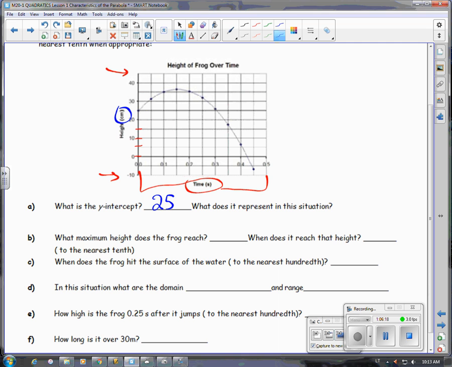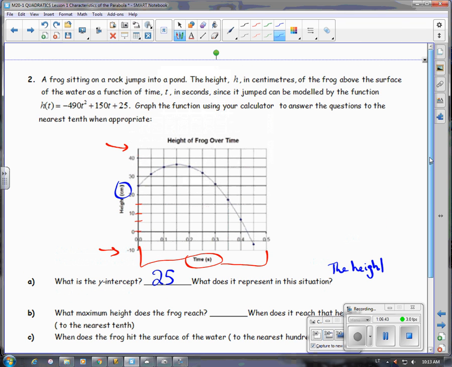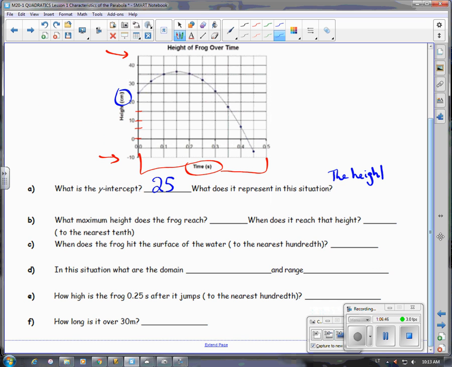What are the units of our y-intercept? Centimeters. So what does it represent? It represents a height of 25 centimeters, which in the context of the story is what? Yeah, it's the height of the rock, right? Because the frog jumps off of a rock. So what does it represent? The height of the rock. It says a rock, frog sitting on a rock, singular rock. So the height of the rock from which the frog jumps, if you want to be more grammatically correct.